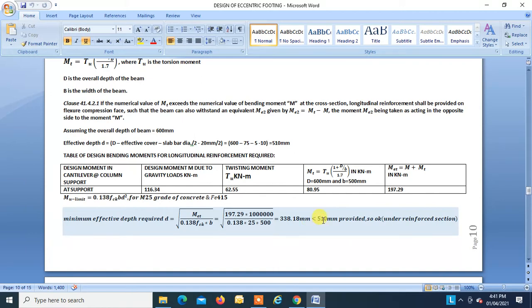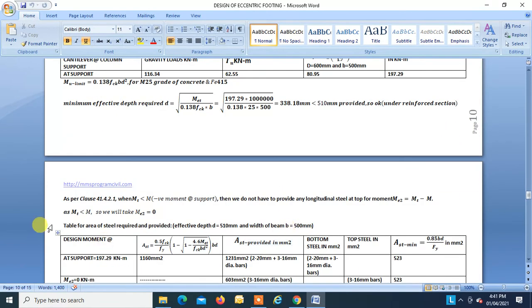It is better to provide stiff beams over here because we have to satisfy the crack widths also. So it is better to provide a little bit higher depth. Okay, so we have provided adequate depth 510, and so let's proceed further.